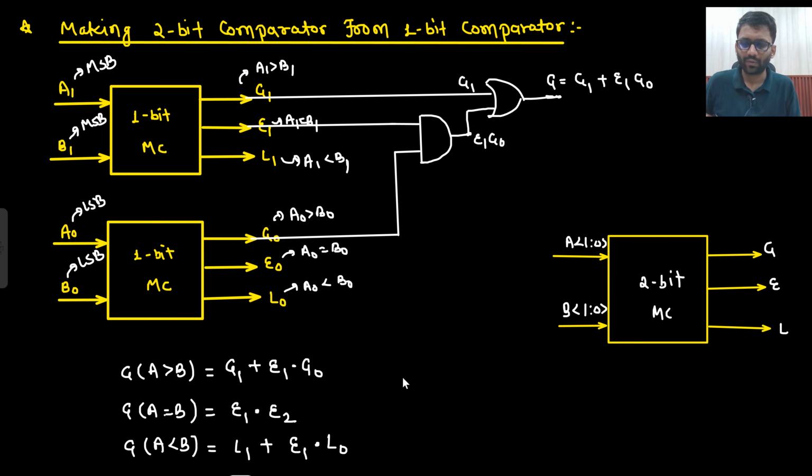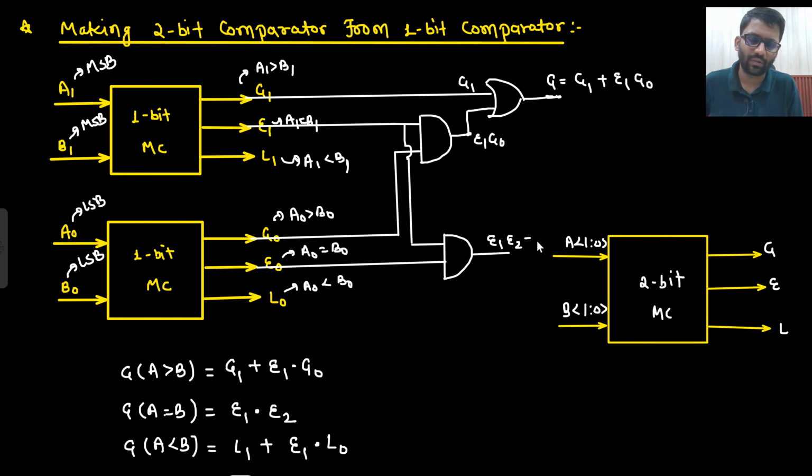For equal, what you will do? For equal, E1 dot E naught. This will be your equal. For lesser as well you can make the same thing. Okay, so that I am keeping for you. So you are making a 2-bit comparator from 1-bit comparators.